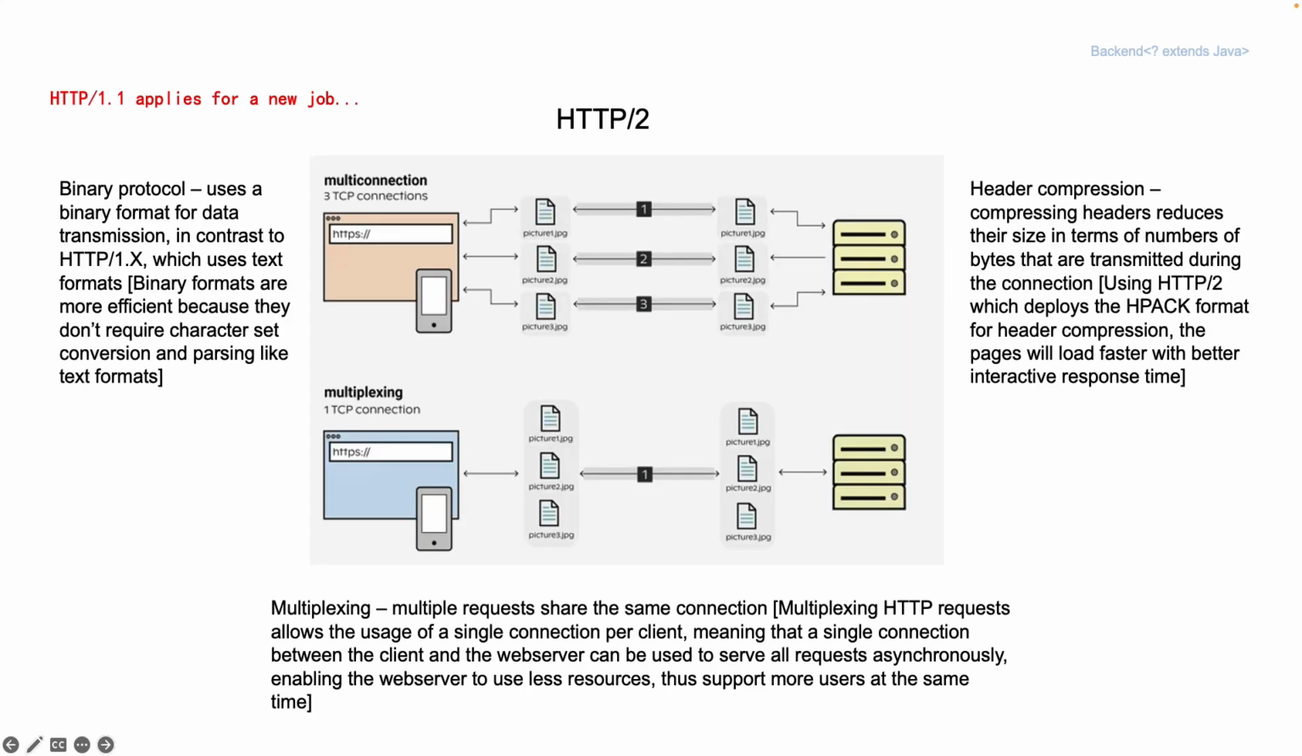Next, let us say several words about HTTP2 and its features. As I said, HTTP2 has header compression. Compressing headers reduces their size in terms of the number of bytes that are transmitted during the connection. HTTP2 is a binary protocol. It means that it uses a binary format for data transmission, in contrast to HTTP1.x, which uses text formats. And also, HTTP2 has multiplexing. Multiple requests share the same connection during communication.